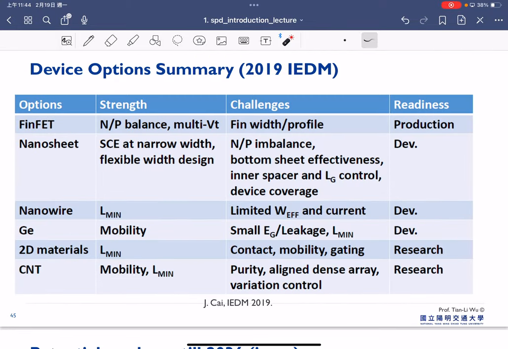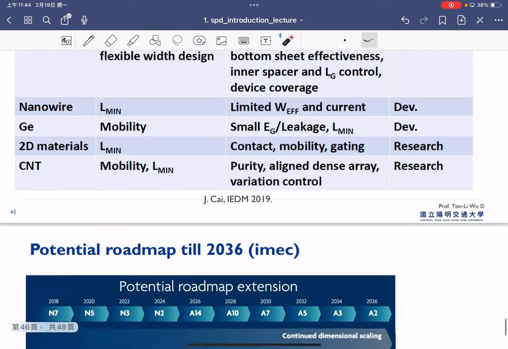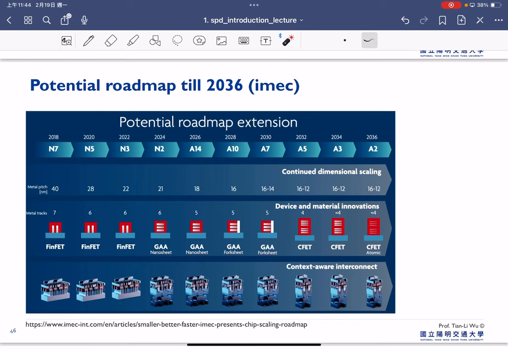We have FinFET, nanosheet, nanowire, germanium, 2D material, carbon nanotube. These are the names we have already mentioned in this class, and nowadays they are still being comprehensively and extensively studied. If you look at the more recent roadmap, from now to 2036, for sure that's just a prediction, but still the same. I hope you now know FinFET, because it is used in the N3 here.